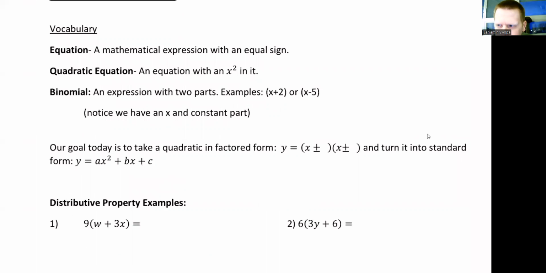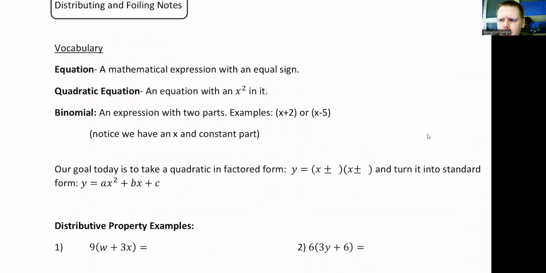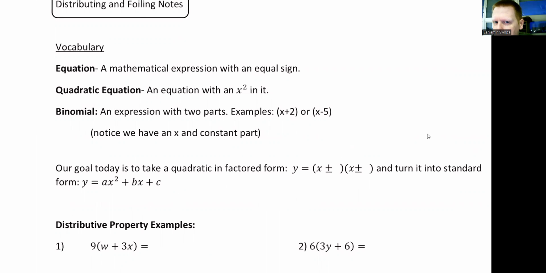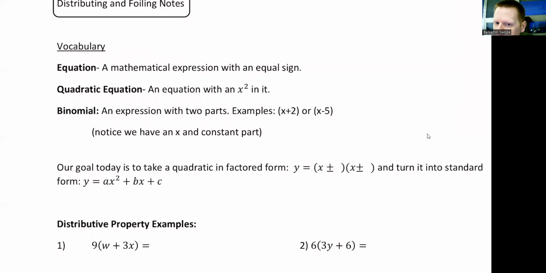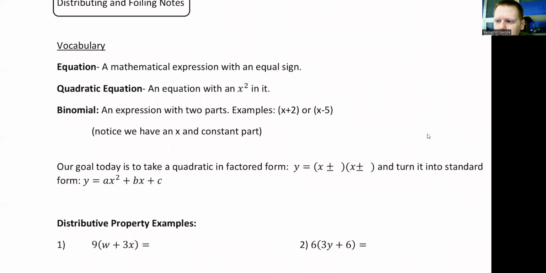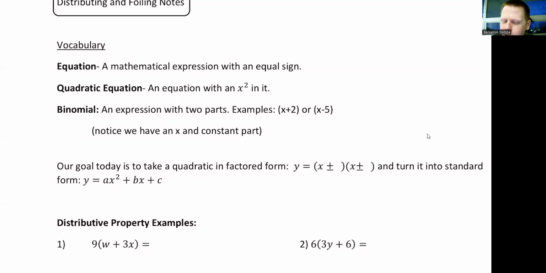Just some vocabulary to make sure some words I'm using don't throw you off too much. Just remember an equation: when we talk about an equation, that's just a mathematical expression, or like a sentence in math, that has an equal sign in it. A quadratic equation is an equation with an x squared in it. A binomial is an expression with two parts. For example, x plus 2 or x minus 5 are binomials because you have two pieces there. You have the x part and the constant part. So if you have two things separated by a plus or minus, that's a binomial. If you see binomial, it just means you have two things together.